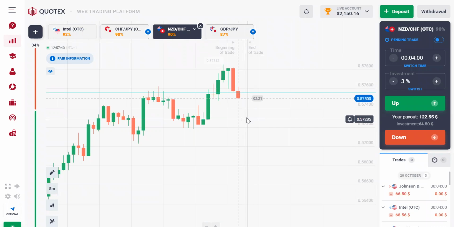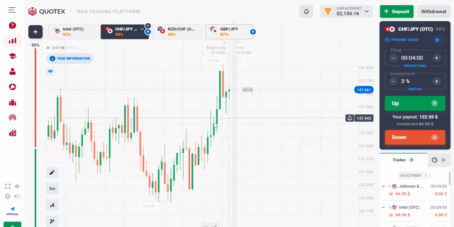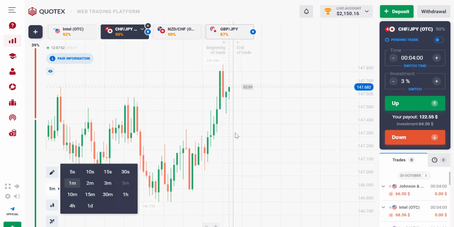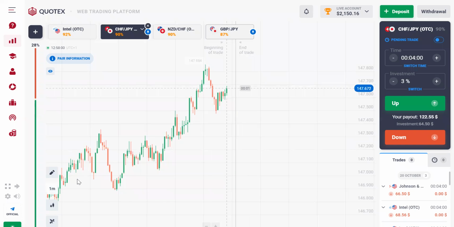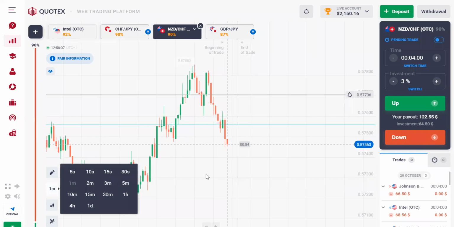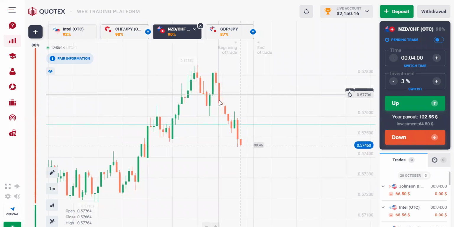I think it was on CHF JPY before my network dropped. CHF JPY on the 1 minute. No, it was NZD CHF. This one. Okay, yes, after we got this long red candle, yes, that one.